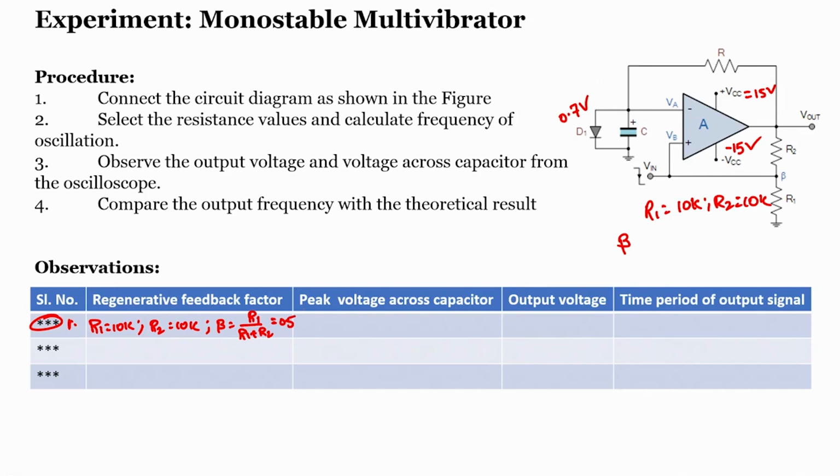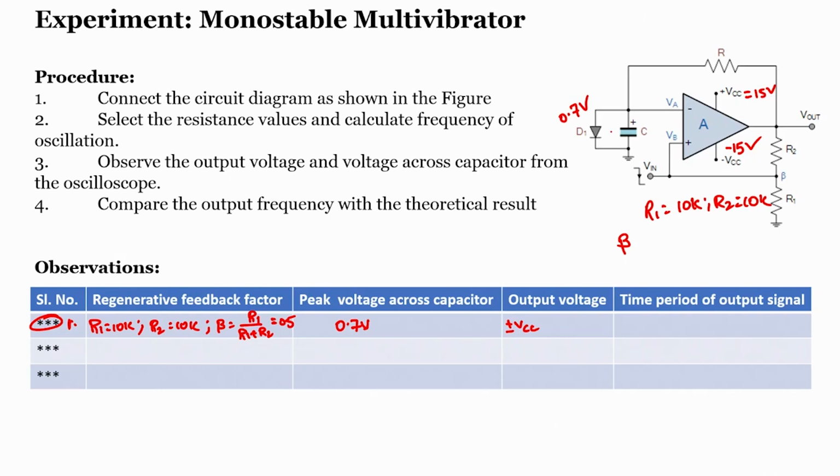Now what will be the peak voltage across the capacitor? The peak voltage will be equal to the diode cutoff, which is nothing but 0.7, right. So what will be the output voltage? Oh, this is the output voltage. So the output voltage will always be plus or minus VCC, because the output can only saturate from plus VCC to minus VCC, but the period or the duty cycle depends upon our R and C, right.